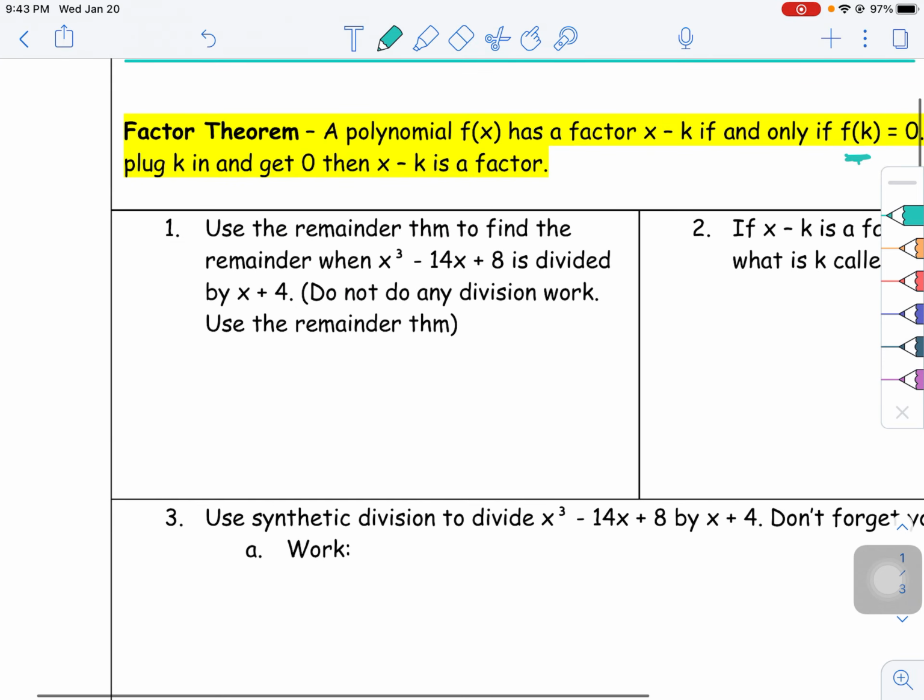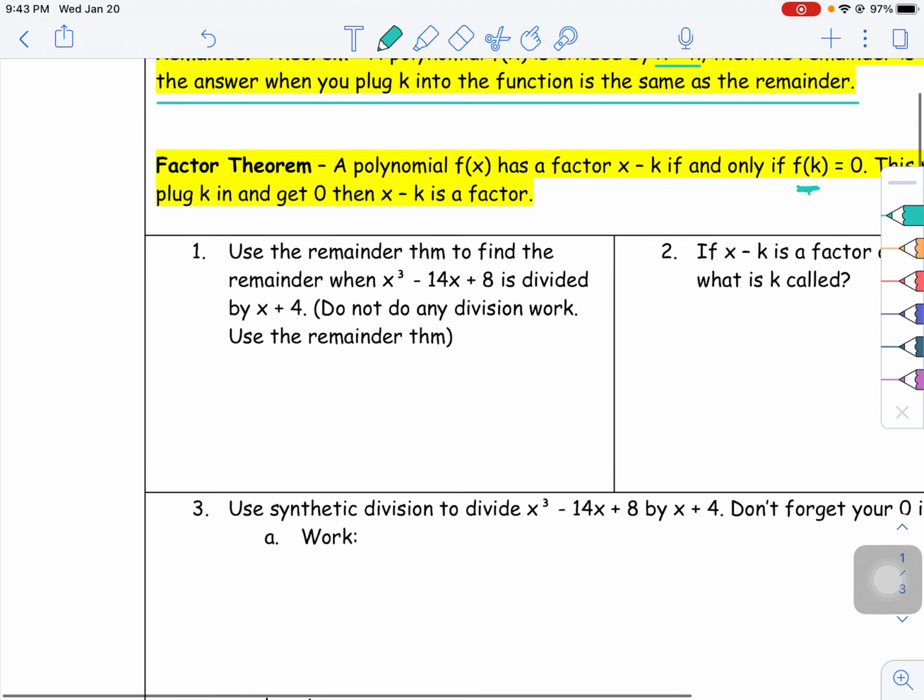So this says use the remainder theorem to find the remainder when x cubed minus 14x plus 8 is divided by x plus 4. It says do not do any divisional work, use the remainder theorem. Well, the remainder theorem says if I just plug in the solution of x plus 4 into here, then I would get out the remainder. So that's going to be negative 4, so I'm going to say f of negative 4 is equal to negative 4 cubed minus 14 times negative 4 plus 8.